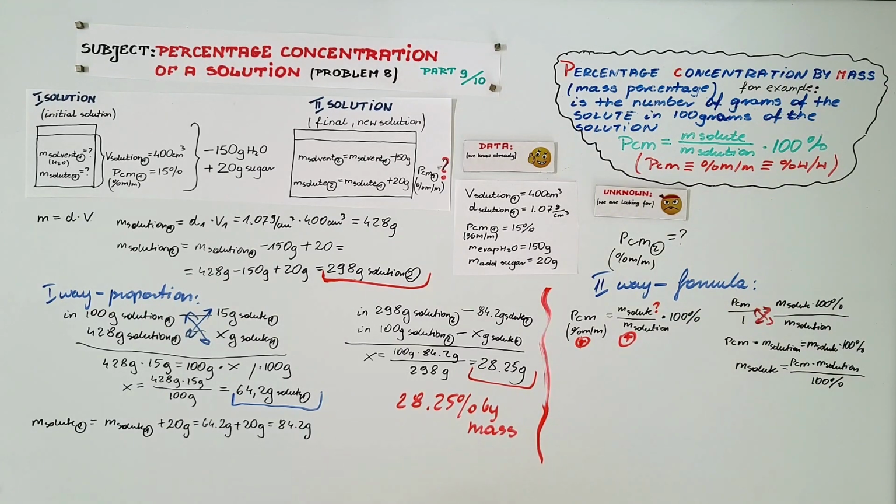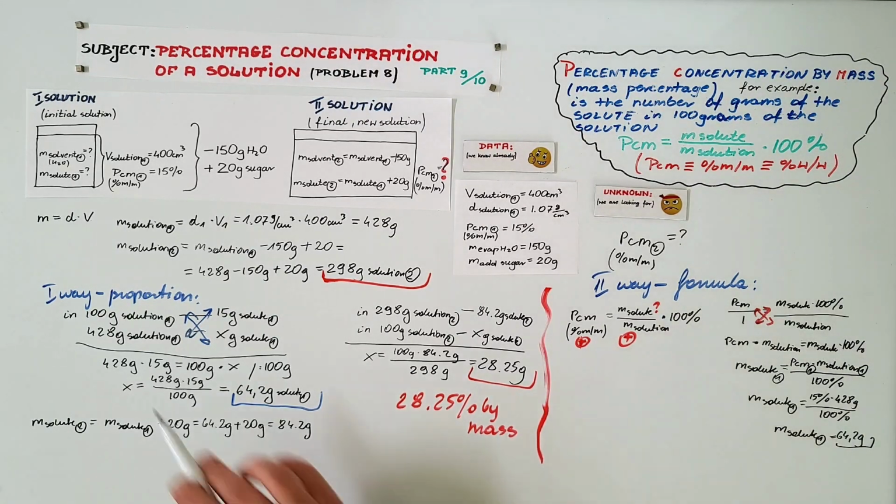Now we calculate mass of solute 1. So mass of solute 1, PCM1, and mass of solution 1. So mass of solute 1 equals PCM1 15%, mass of solution 1 is 428 grams over 100%. So mass of solute 1 equals 64.2 grams. So we know mass of solute 1.